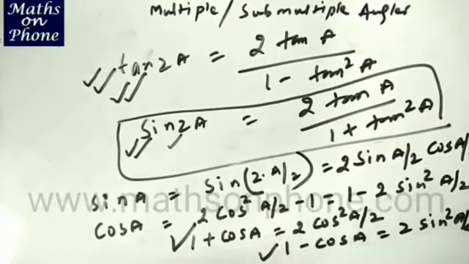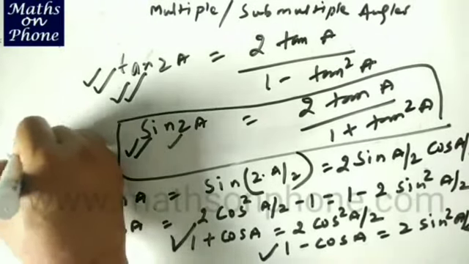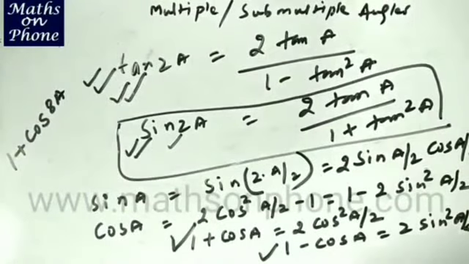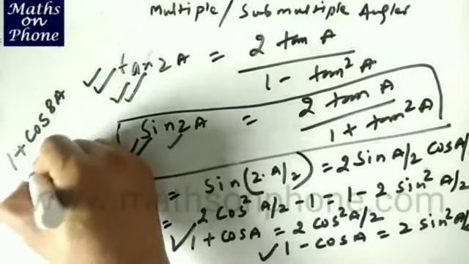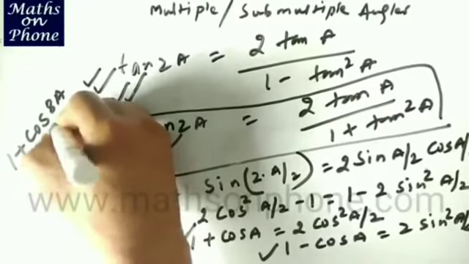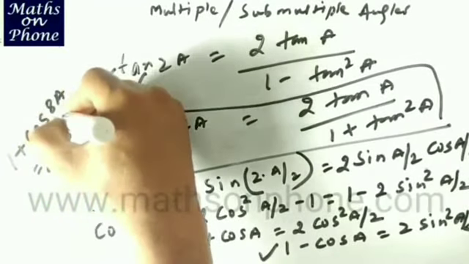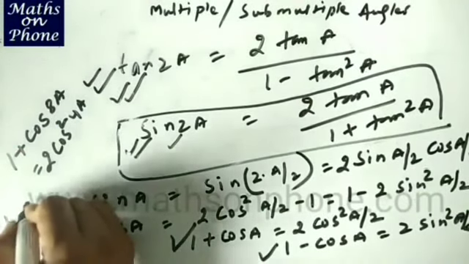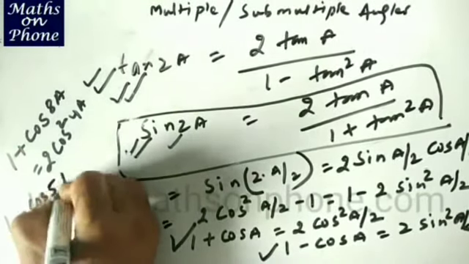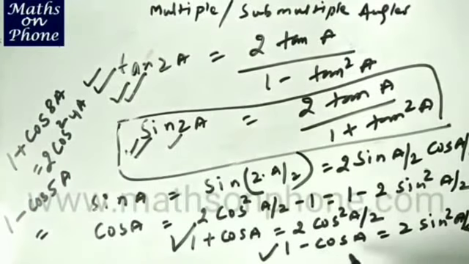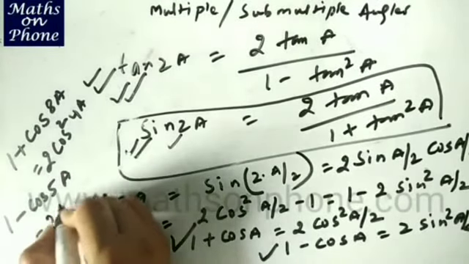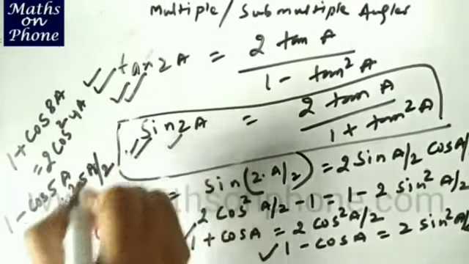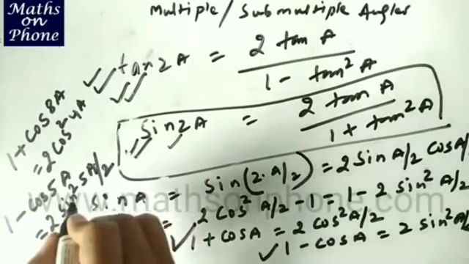Again, very, very important formula, this and this. 1 plus cos A, 2 cos square A by 2. If I say 1 plus cos 8A, what will you write? If you just apply this formula, you will just write 2 cos square 8A by 2, that means 4A. If I say 1 minus cos 5A, you can apply this formula. This is 2 sine square 5A by 2. Very easy application of the formula.